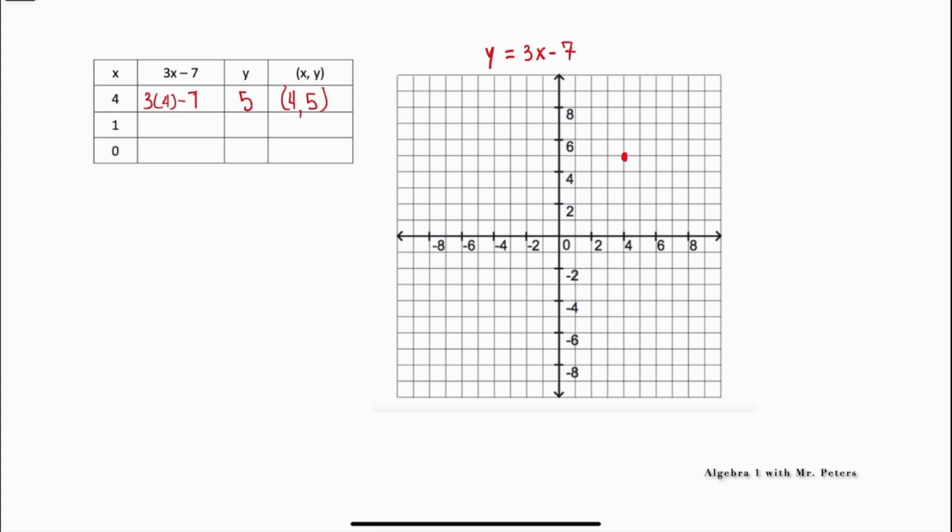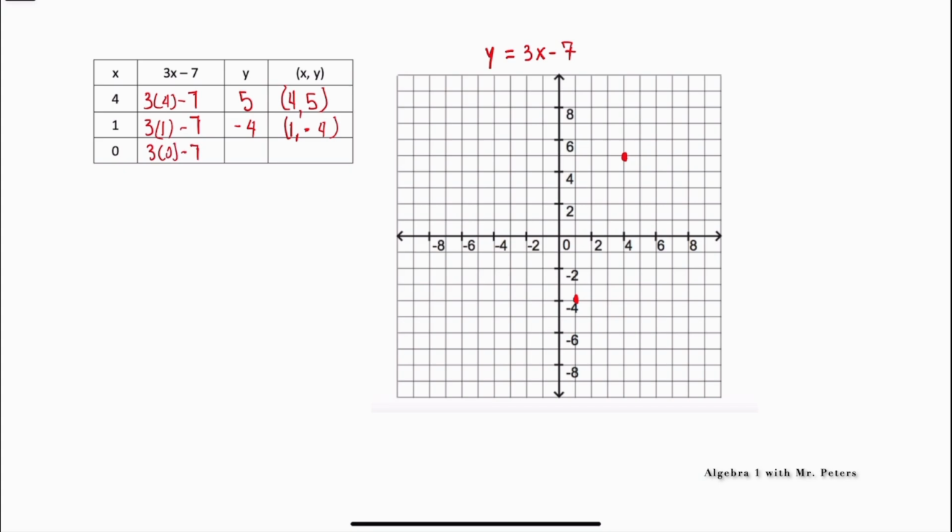Then we go back and repeat the process when x is 1. So once we do that, we have 3 minus 7, which gives us a negative 4. The next point on my graph is going to be 1, negative 4, which will be right here. And then the last one is when x is 0.